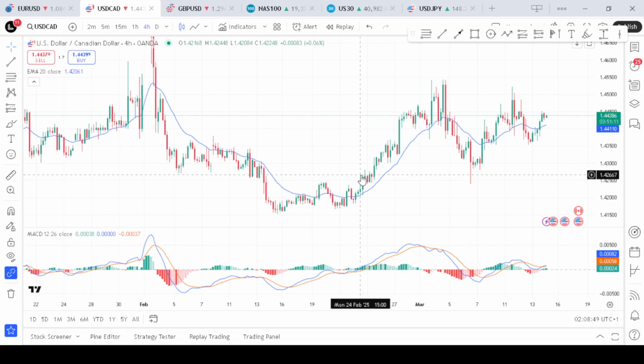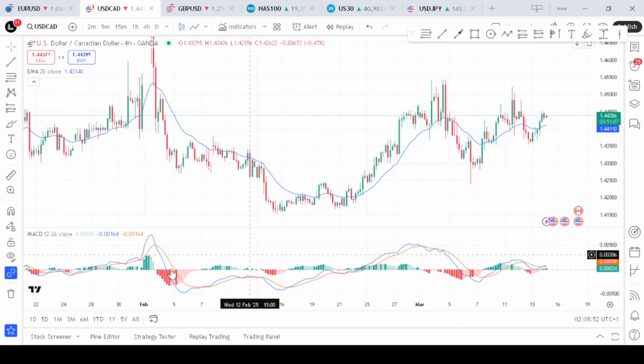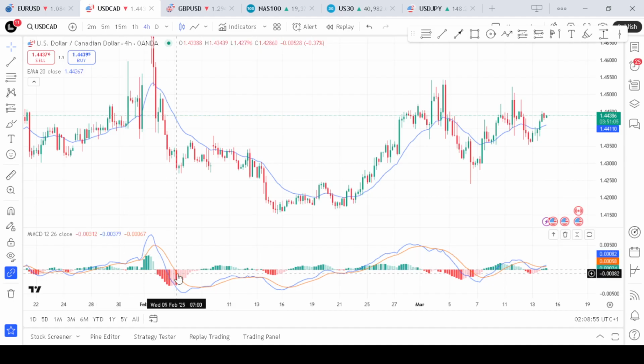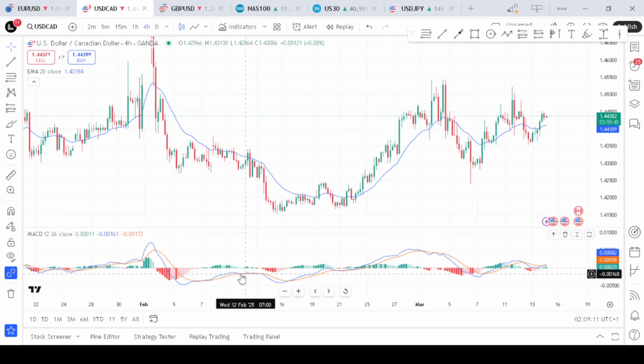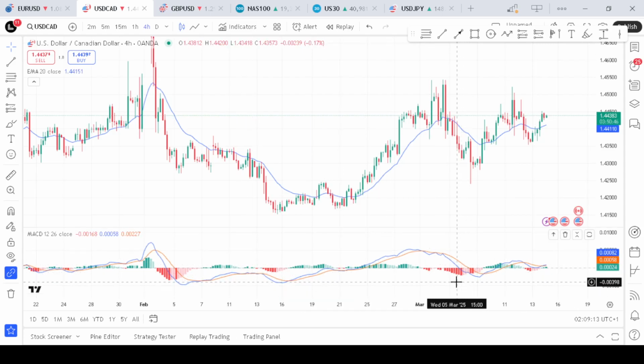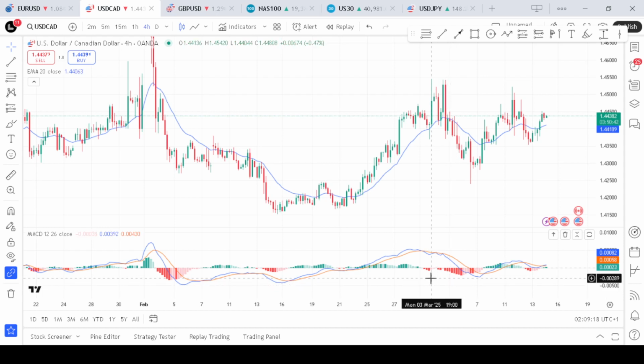Another common lagging indicator is the MACD indicator, the moving average convergence and divergence indicator, which helps you to confirm momentum shifts in the market by comparing two moving averages. As you can see, these are the two moving averages on the MACD indicator. This is typically how it helps you to compare momentum and confirm the momentum shift.